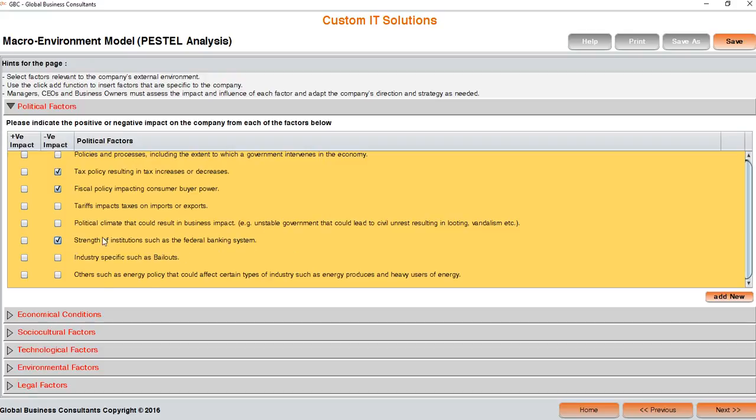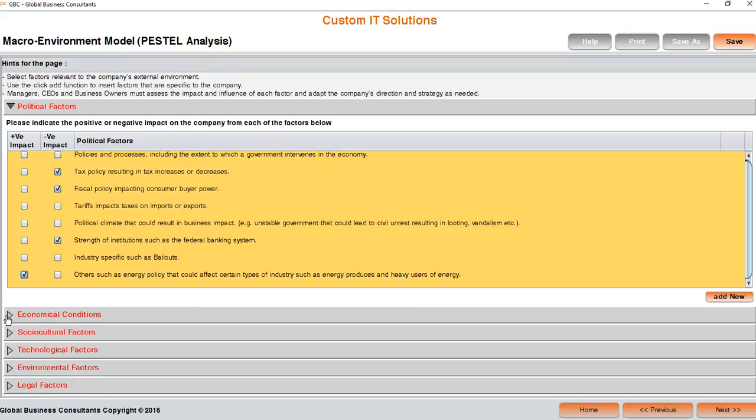This is another reason why we need to diversify and not be too niche in the way we currently do business. Industry specific such as bailouts doesn't impact us, and energy policy that could impact certain types of energy producers tends to somewhat impact us positively, because most of our customers are large companies that need custom software, and the more impacts they have, the more they turn to technological solutions.